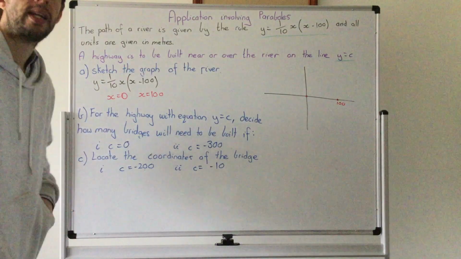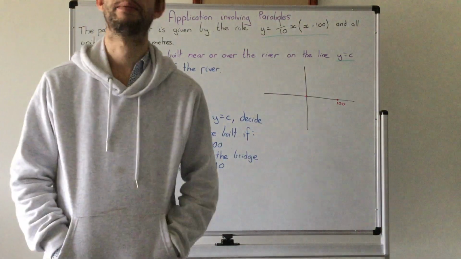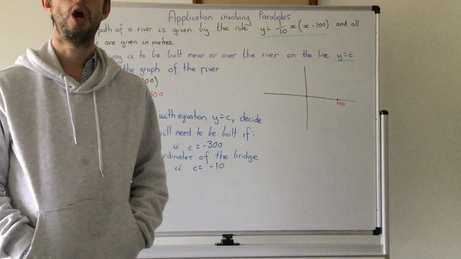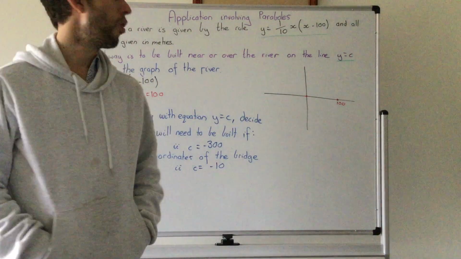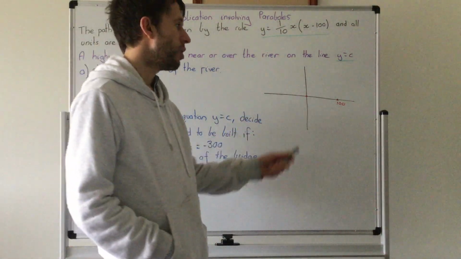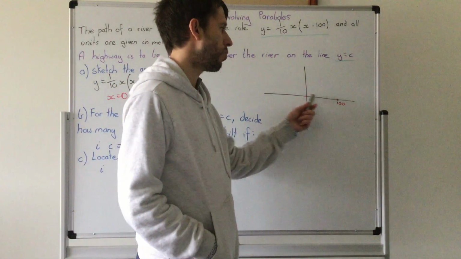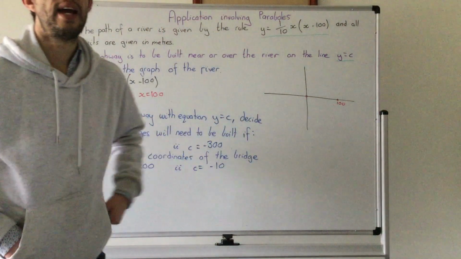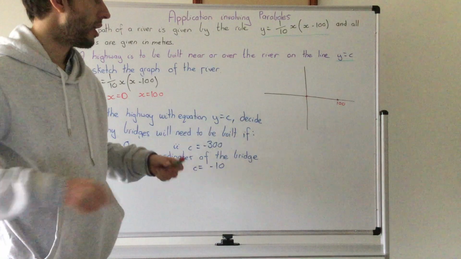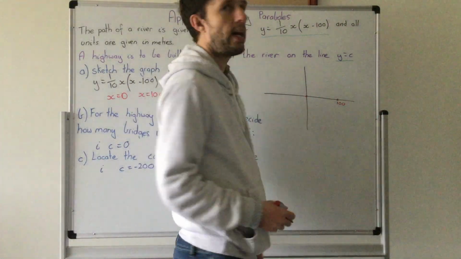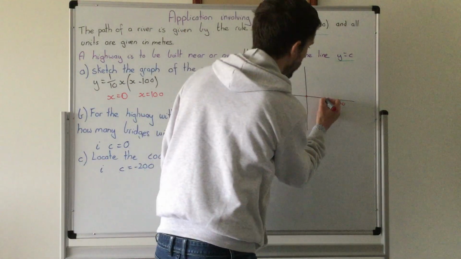The last point that we need is to find the turning point. There's two ways we can do this. One, we can use turning point form, or the other way is I know the turning point is always halfway between the two x-intercept values. So I can just go, well, 0 plus 100 divided by 2 equals 50.